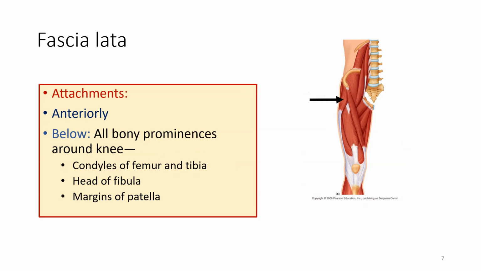Coming to the attachment of fascia lata below on the anterior aspect, it is attached to all the bony prominences around the knee, that is, the condyles of femur, the condyles of tibia, head of fibula, and margins of patella. These are the attachments below on the anterior aspect.